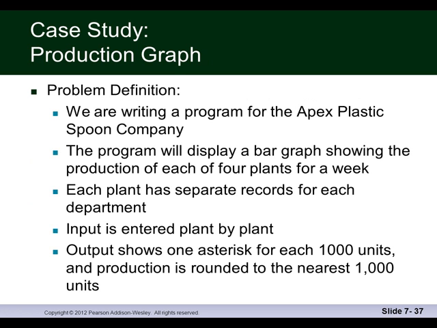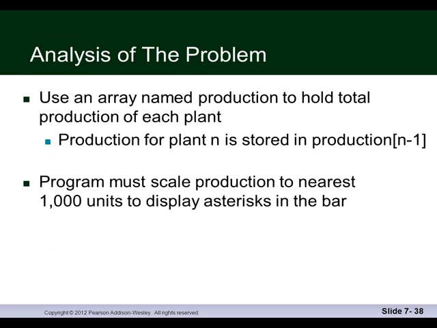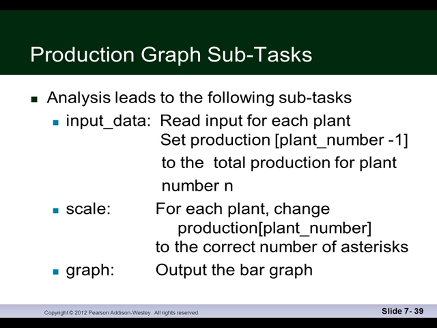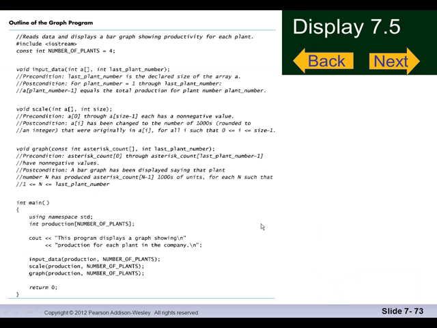So this case study is talking about the production graph, and the key here is when you want to write a program, you have to do the design first. You have to come up with the algorithm of how to do it and break it down to smaller pieces so you know which functions you're going to be writing and focusing on each function. You will put the subtasks as functions. So in this case you have the read input for the input data, the scale and graph for the output bar.